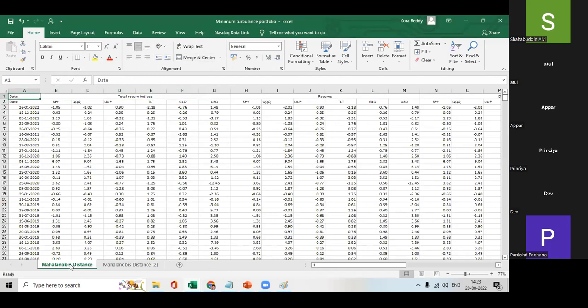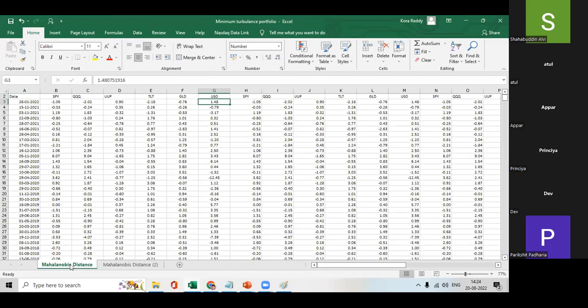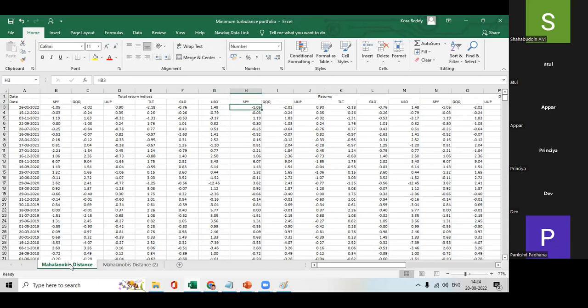Same 4 indices, 6 indices is what I've taken here: SPY, QQQ, UUP, TLT, gold, oil. Daily returns. Put it as monthly returns. Okay, here the actual value should have come, and here you are calculating the returns, right? Returns and the actual values are the same in this case.